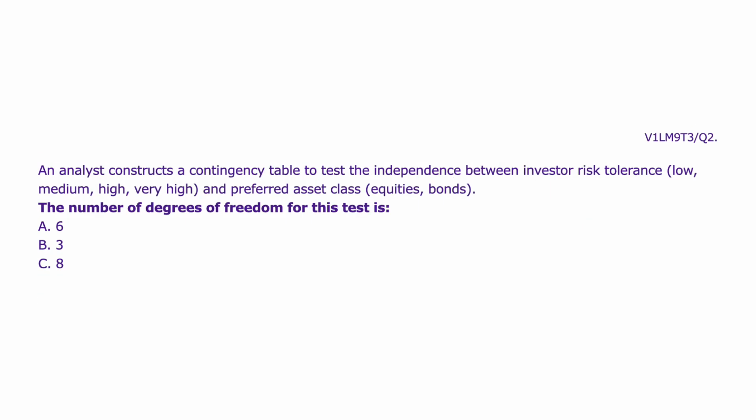An analyst constructs a contingency table to test the independence between investor risk tolerance, low, medium, high, very high, and preferred asset class, equities, bonds. The number of degrees of freedom for this test is: A. 6, B. 3, C. 8.